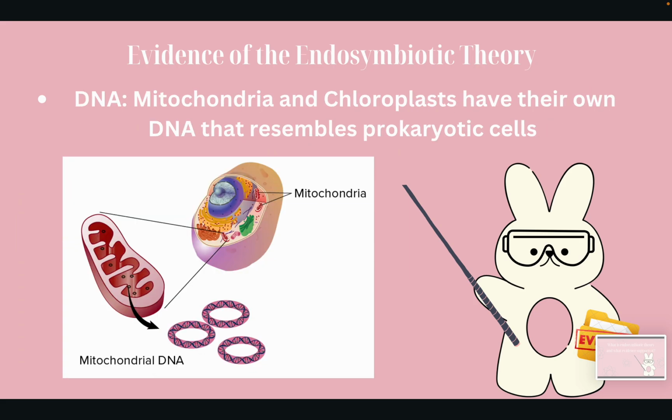Another piece of evidence of the endosymbiotic theory is through DNA. Mitochondria and chloroplasts have their own DNA that resembles prokaryotic cells. And you can also see that in the diagram below.